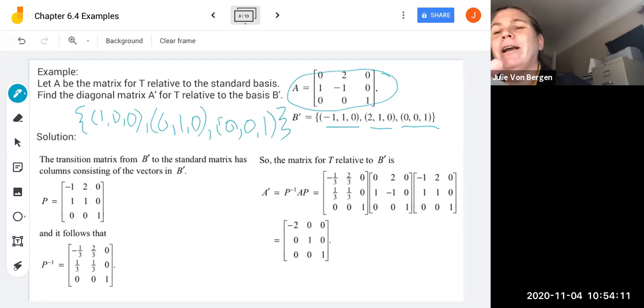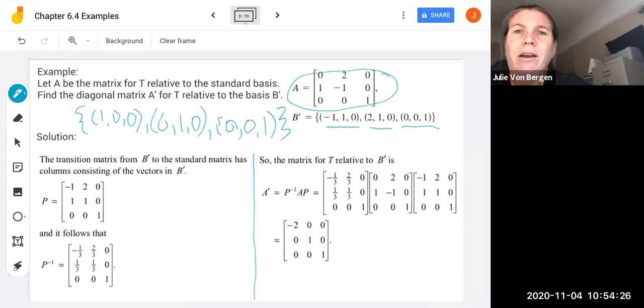We're just going to go through the regular calculations, and A prime ends up being diagonal. So you don't have to do anything special to diagonalize A prime. The transition matrix from B prime to the standard basis has columns consisting of the vectors in B prime. And so here's matrix P. We just take our B prime vectors and correspond them with the columns of P.